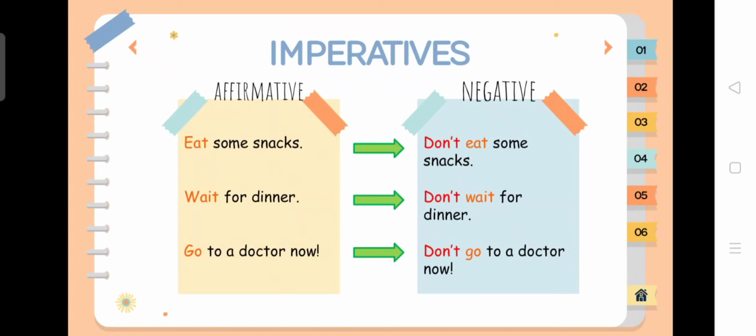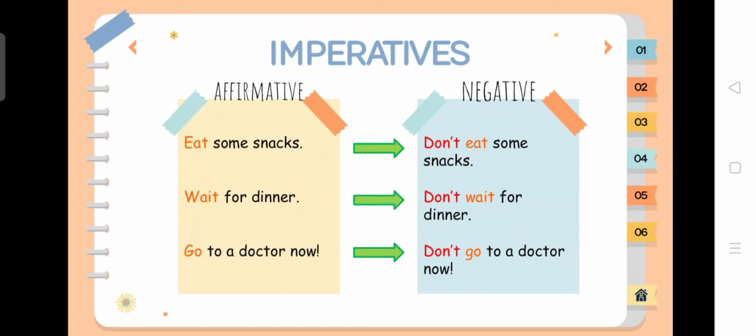Imperatives are divided into two parts, affirmative and negative. Let's look at the example of affirmative imperative. Number 1, eat some snacks. When you want to change it to negative, you can just simply add the word don't. So the sentence now will become, don't eat some snacks.